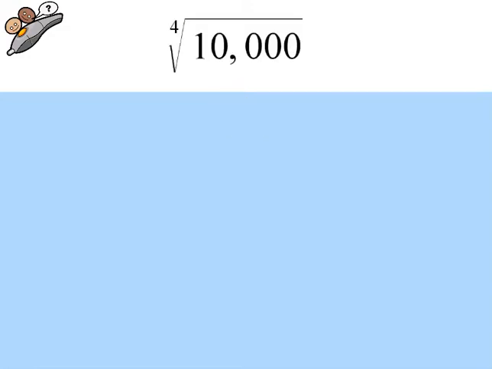Alrighty, the fourth root of 10,000. I'm going to give you a hint here as to where you want to start. I'm going to start with 10 and 1,000. If I were you after that, I would break the 1,000 down and do the same thing. Do 10 and another number.